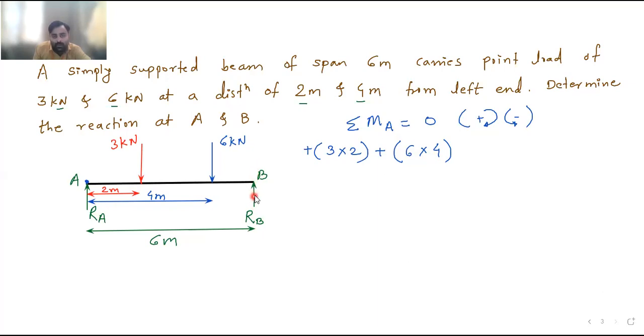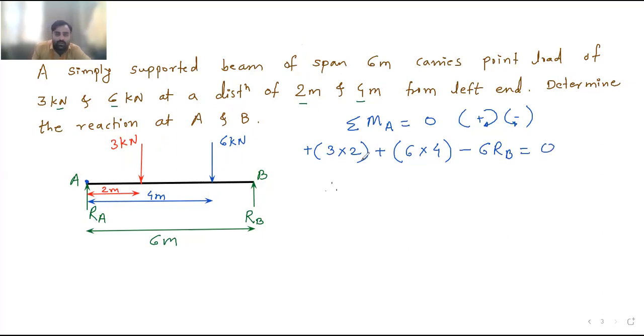It is moving up. RB is moving up. We have assumed that RB is upward. Take it up a little and rotate it. What is the direction, clockwise or anti-clockwise? So it is minus 6 RB is equal to 0.